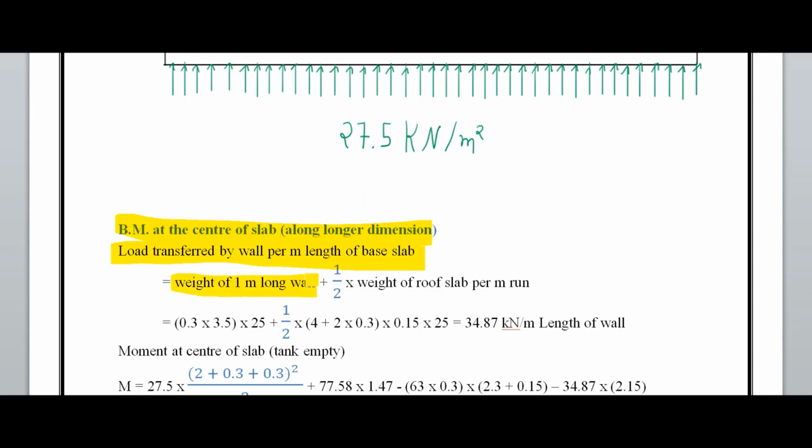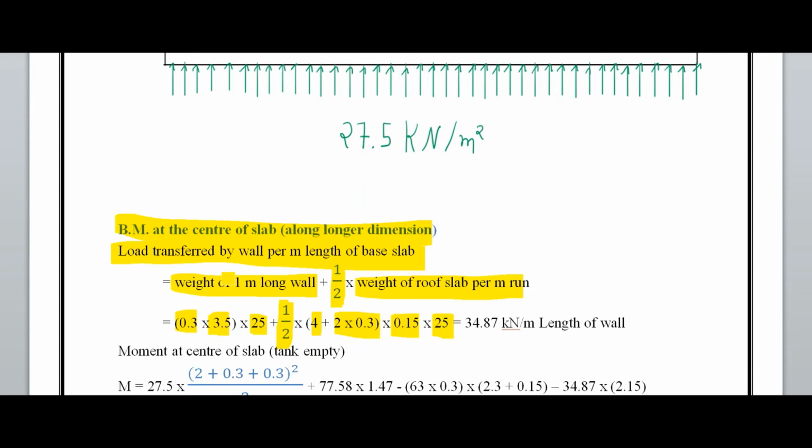So weight of 1 meter long wall: 0.3 × 3.5 × 25 is a simple 1 meter long wall. 0.3 is thickness, 3.5 is the height, and 25 is density, and 1/2 weight of roof slab. So 1/2 into 4 plus 2 into 0.3, 2 into 0.3 into 0.50 into 26.